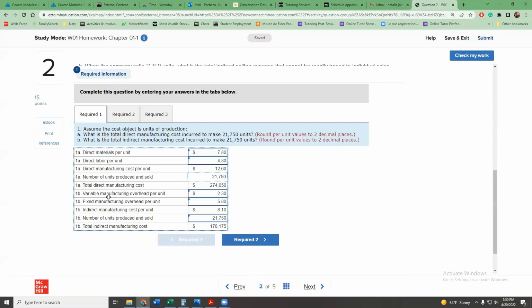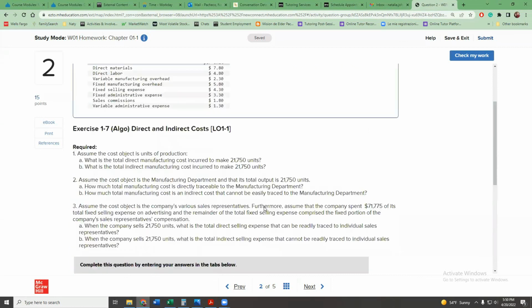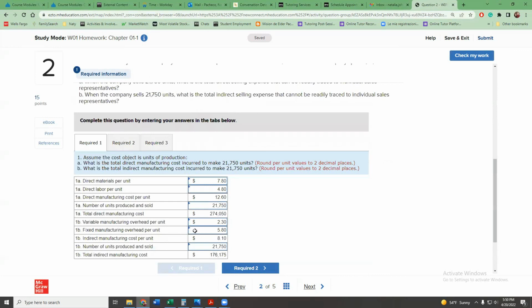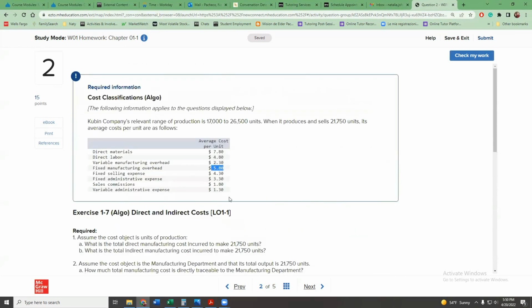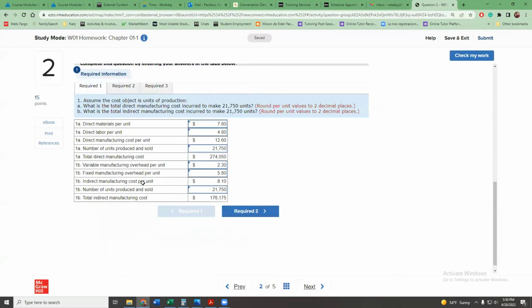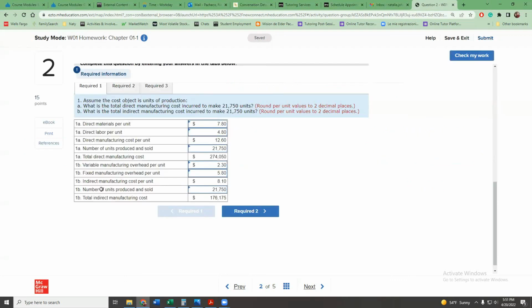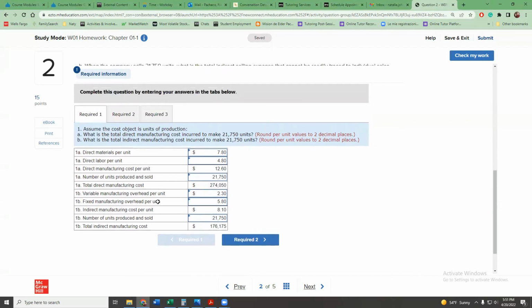Then the variable manufacturing overhead per unit, the number that they gave us is 230. And the fixed manufacturing overhead per unit is 580. Then the indirect manufacturing cost per unit is 810. They're indirect because we know that manufacturing overhead are indirect costs for the units produced. And then we do the same thing. The number of units produced and sold are 21,750, and then they multiply that to get the total indirect manufacturing cost.